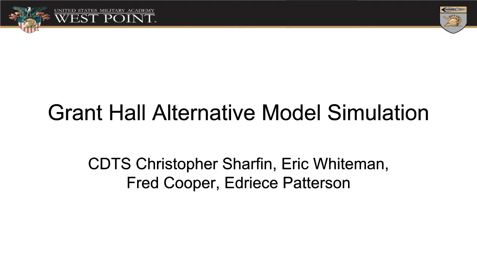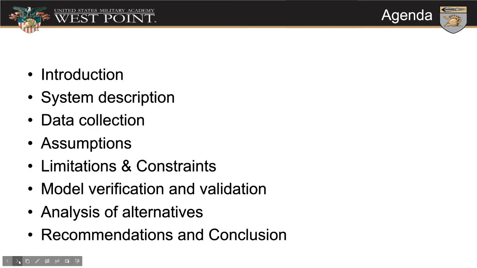Today we're going to be talking about our Grant Hall model simulation and really the alternative to our original model simulation slide. So here's our agenda. We're going to start with introduction, followed by the system description, go into the data collection and really give you the raw numbers of what we collected from this model simulation. Then we're going to go into the assumptions, the limits and constraints, the model verification and validation, the analysis of the alternative that we did pick, and then finally the recommendations and conclusion.